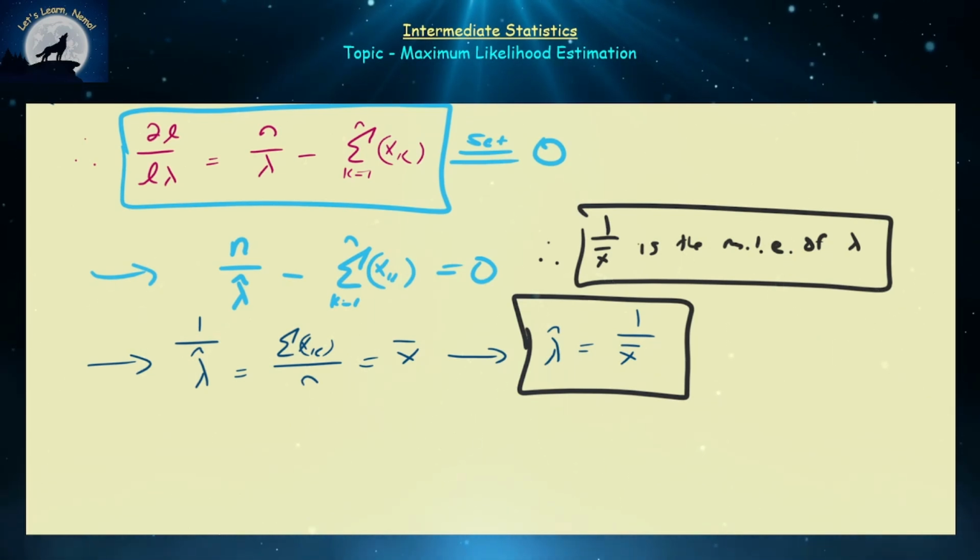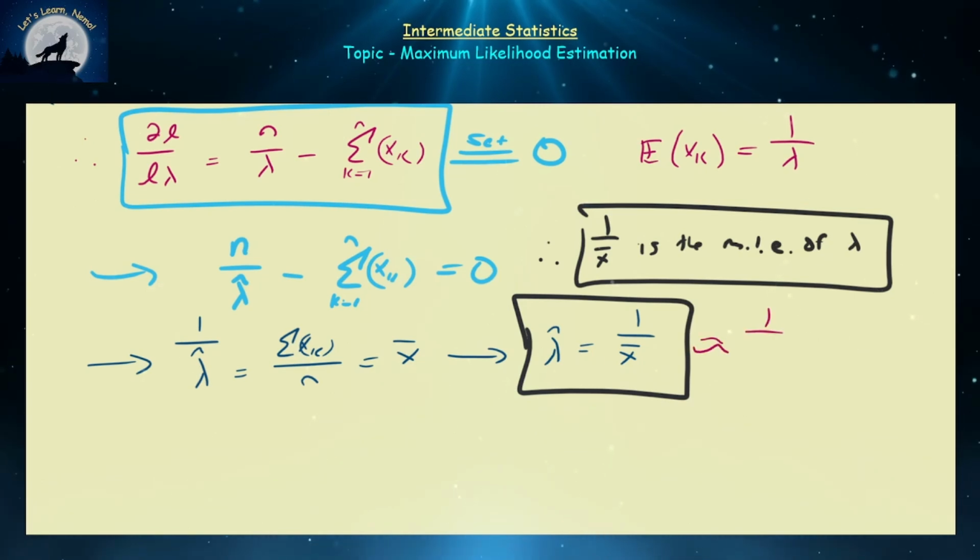Now, does this make sense? Well, it should, because if you remember something special about the exponential distribution, the expected value of xk is equal to 1 over lambda, right? So this is an approximation for 1 over mu x, which is equal to lambda. So we clearly see that lambda hat is approximating lambda as it should. Isn't that neat? So we have that the average of our observations still is a good estimate for that object.